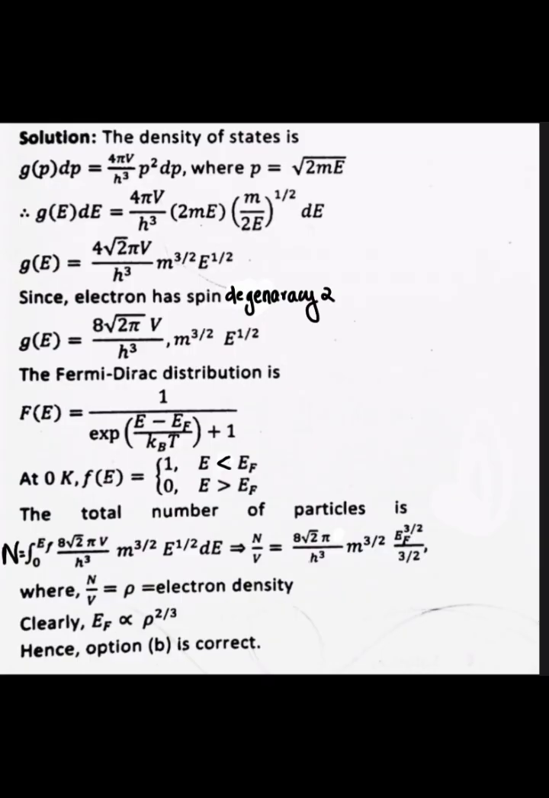So that rho is equal to 8 root 2 pi by h cube m raised to 3 by 2 EF raised to 3 by 2 by 3 by 2. That is, EF is proportional to rho raised to 2 by 3. So the answer is option B.